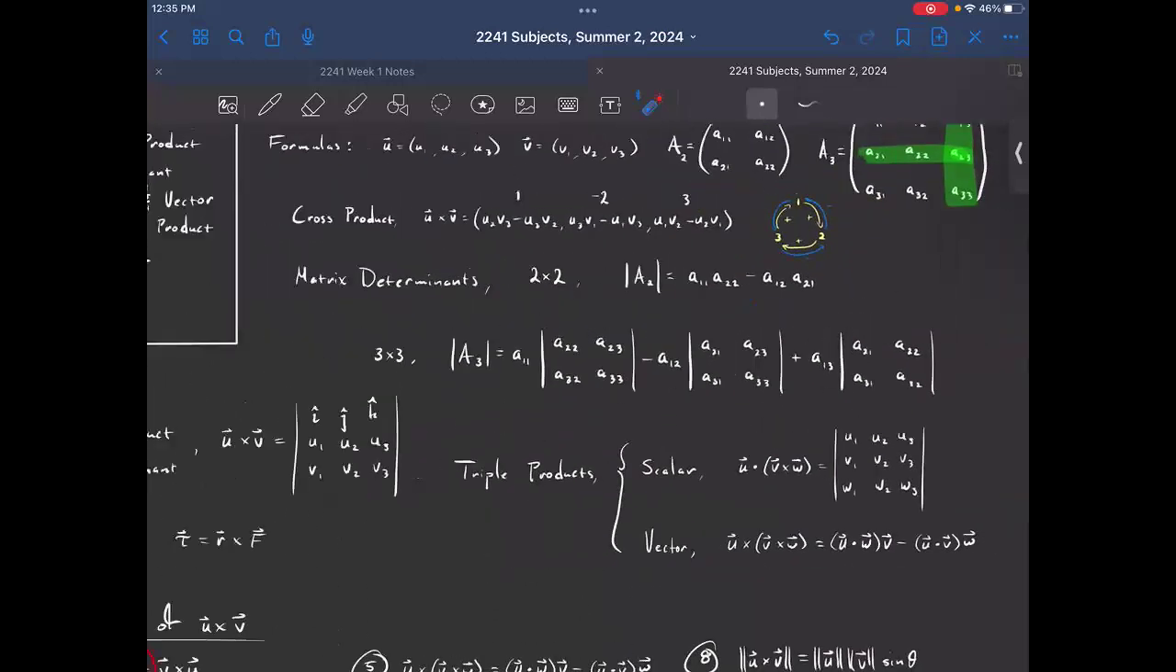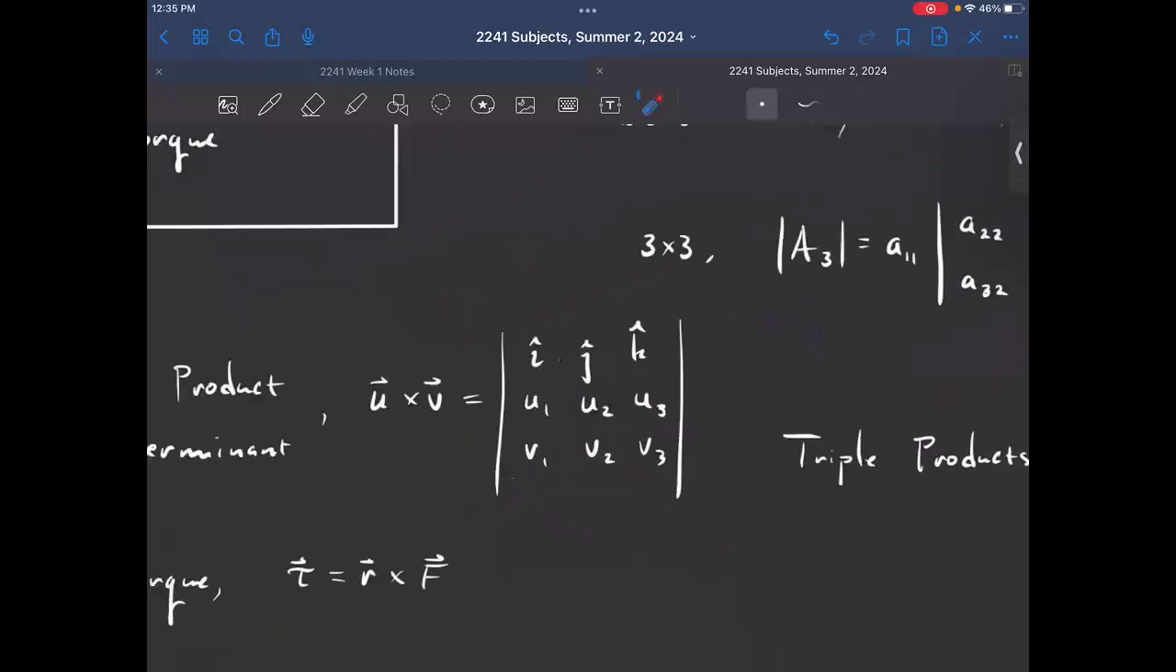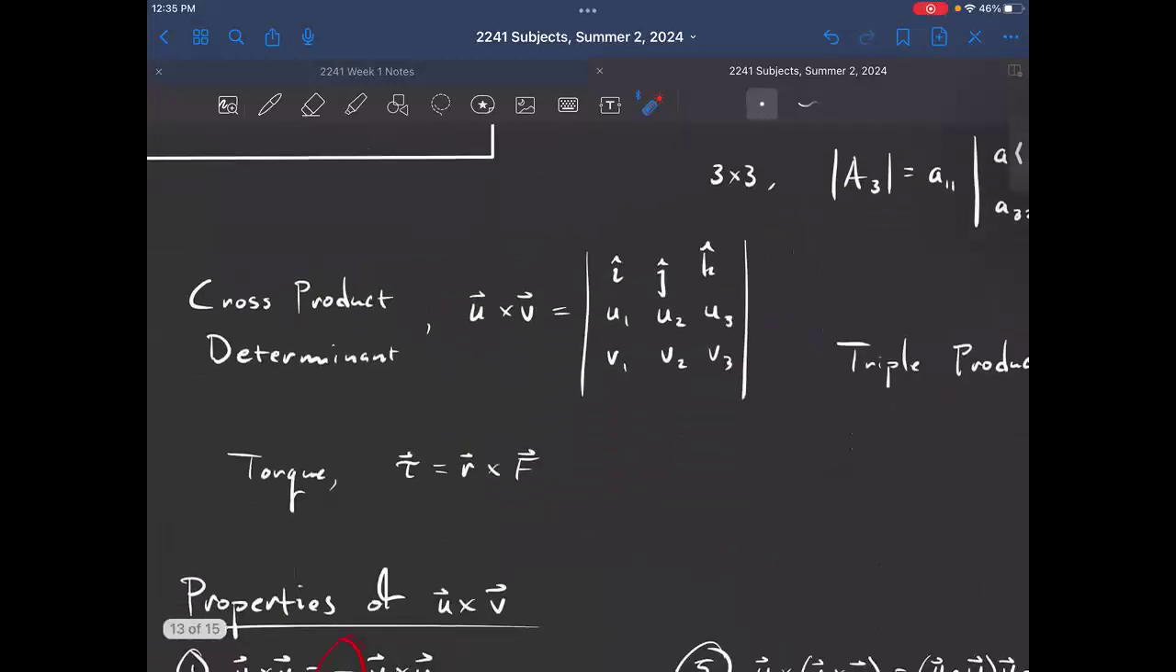Okay, so that's kind of complicated. Do some practice with it. But let's see how this helps us with the cross product. We can think of the cross product as a determinant of a matrix. Now, it's a bit of a weird matrix because I put some vectors inside of it, but here's what happens.